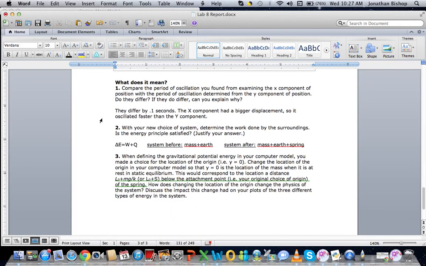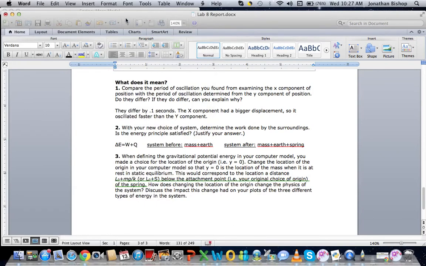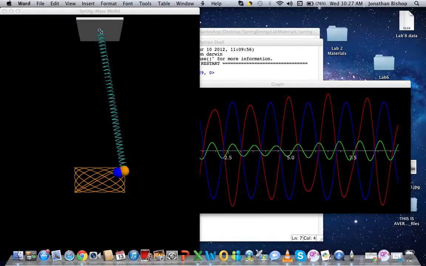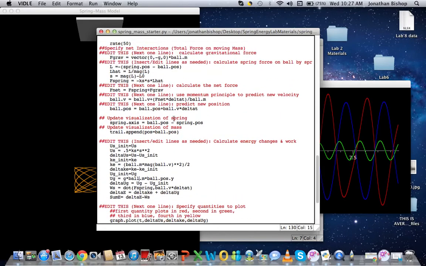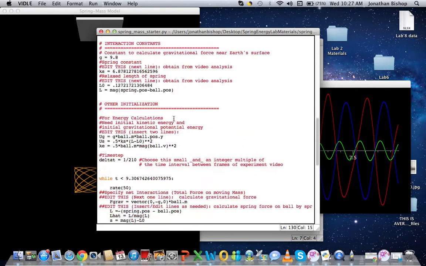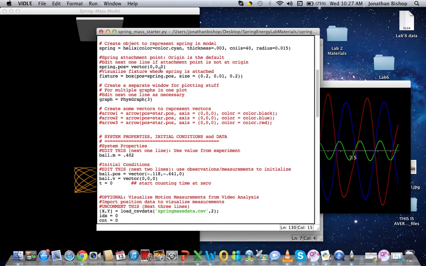And then the third question asks us what would happen if we changed the location of the initial spring position. So if we put the initial spring position right here at the equilibrium length of the spring and ball system, so the equilibrium length was negative 0.7, and then we'll see what happens.